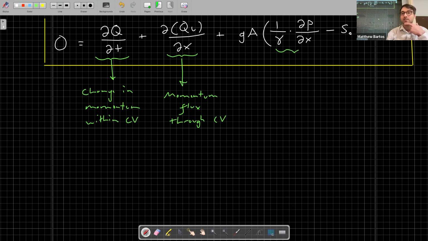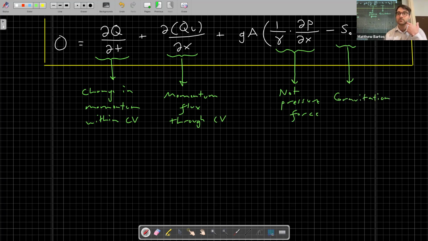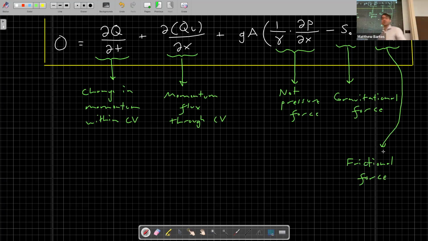Which force does this term here represent? Net pressure force, very good. What force does this bottom slope term here represent? Gravity, very good. So this is the gravitational force. And finally, the friction slope here, unsurprisingly, is the frictional force. So this is the general expression for the momentum equation.